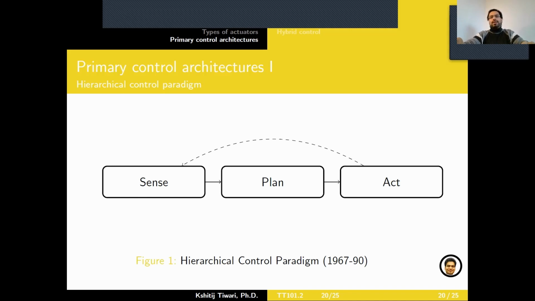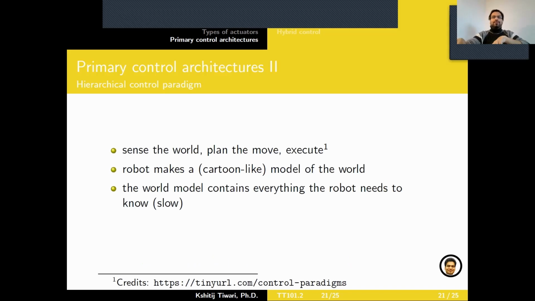The first one is the hierarchical control paradigm, where you sense, then you plan, then you act, and then you rinse and repeat. This was one of the very early control paradigms. So you sense the world, then you make a plan of how you want to move. Once you have a plan, you execute, which means you take an action, you send control commands to your joints and actuators.